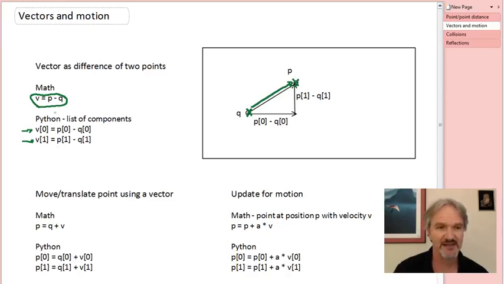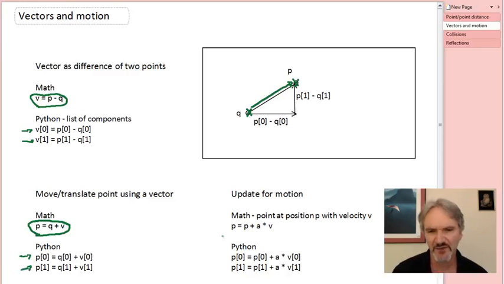So notice I could take this equation up here and I could rewrite it as P is equal to Q plus V. A point is equal to a point plus a vector. So in Python, I might write it something like this. Now, why would I want to have this? Because now I could go back and look at this update for a motion.